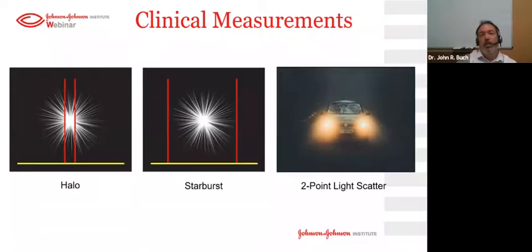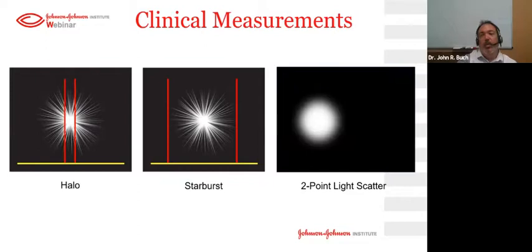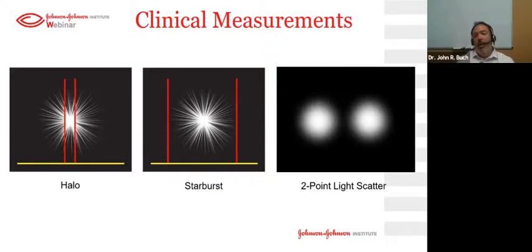Okay, and then finally over here with 2-point light scatter. This was a really interesting test because what they did is they took 2 back illuminated point sources of light, and then during testing they slowly spread them apart until the patient could see that they were 2 distinct images, that there was black in between them. Okay, and then they measured that distance between the 2 points of light. So if you're wearing a filter that actually reduces the amount of light scattering, that spread will actually be smaller, right? Okay, so these are just a few of the psychophysical measurements that can be done and that we have done already.